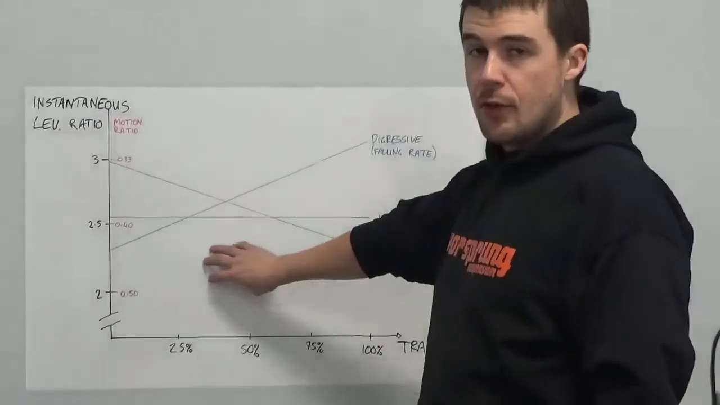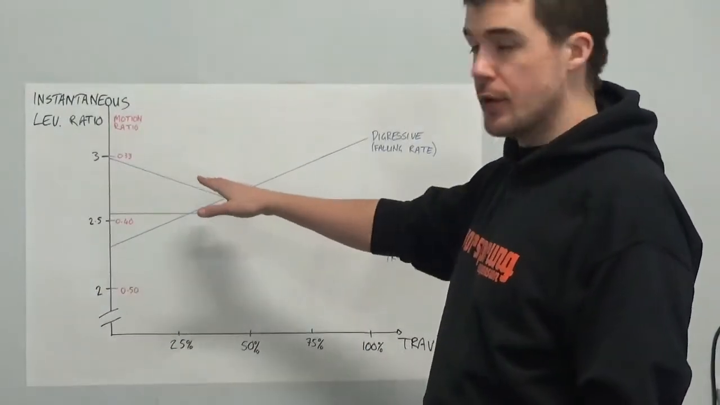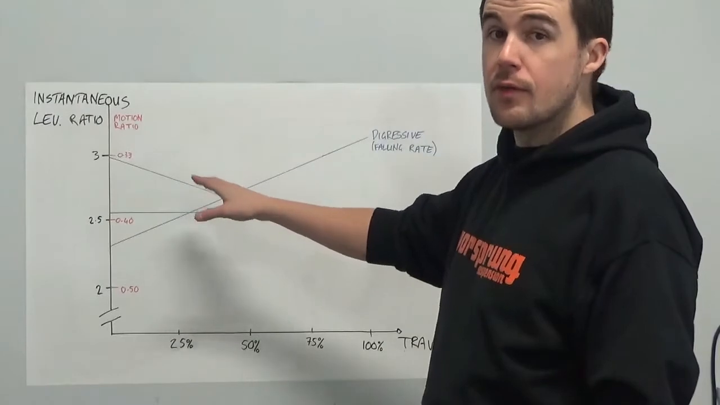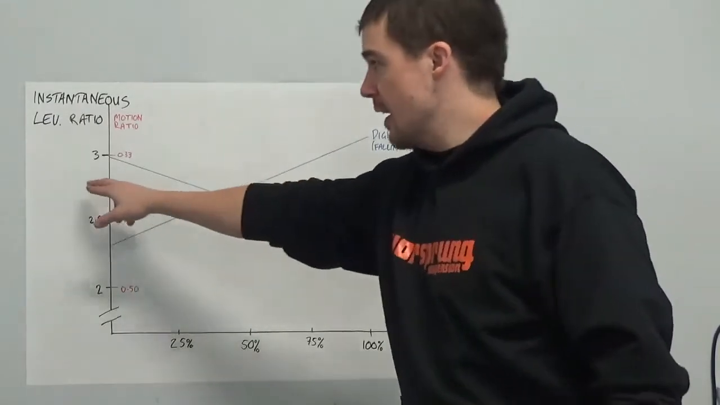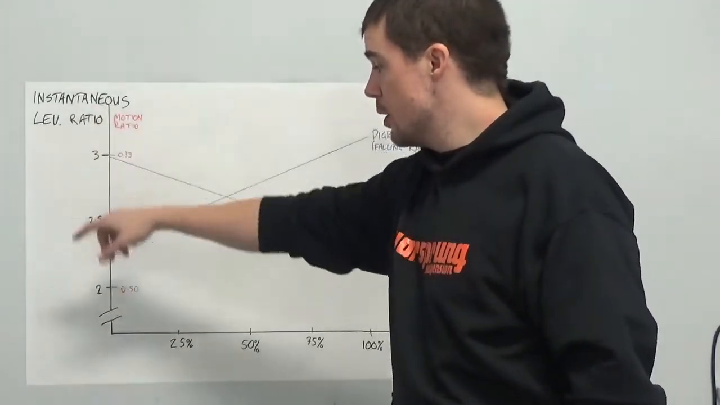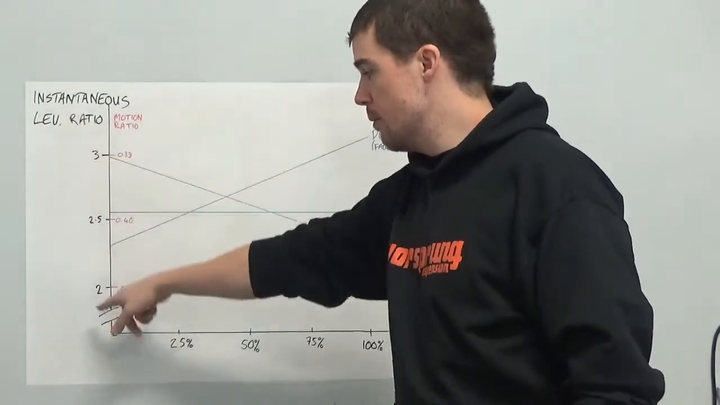Okay, so on this graph we have a few different curves of leverage rate. So on this axis we have instantaneous leverage ratio. I have drawn that from 3:2.